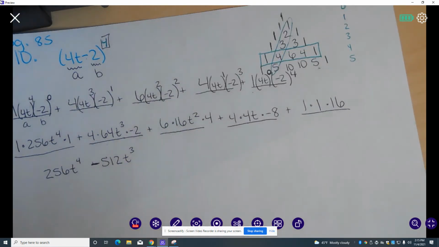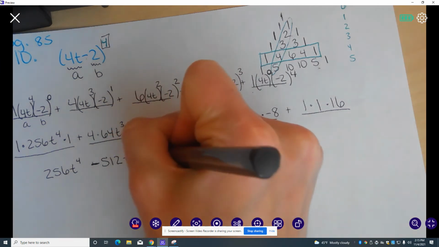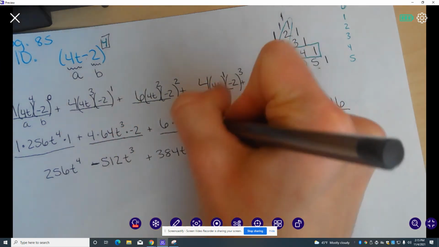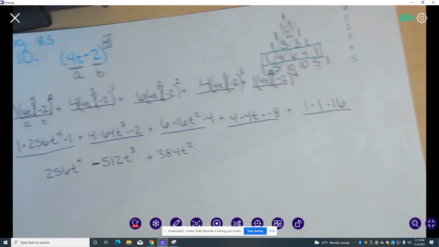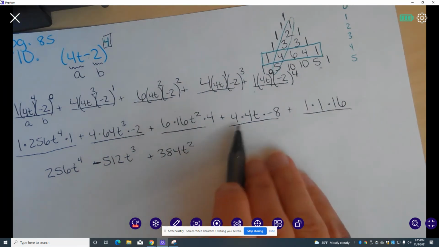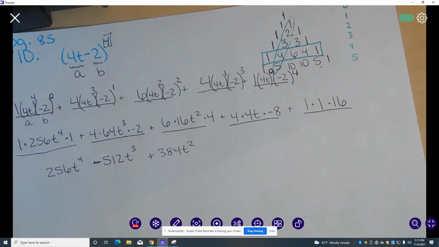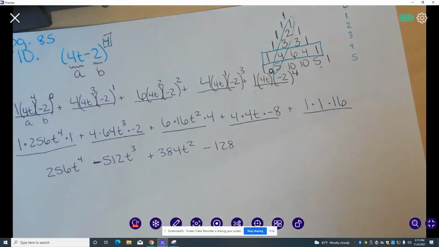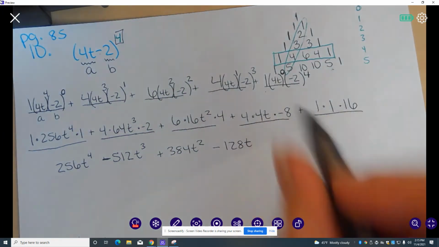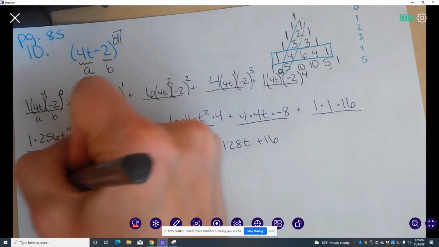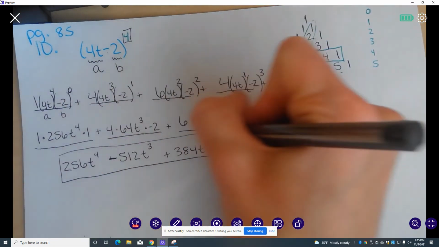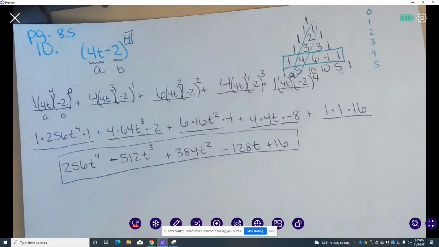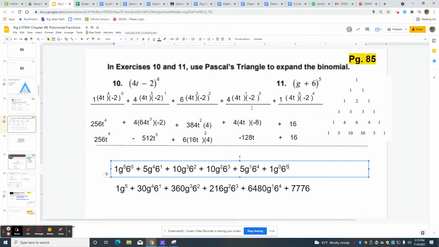I'm going to multiply these numbers. So 6 times 16 times 4 gets me +384, and then I have a t squared. Multiply this out here too. 4 times 4 times -8 is -128, and I'm left with a t. And then 1 times 1 times 16 is 16. Okay, let me just double check, make sure I got that.